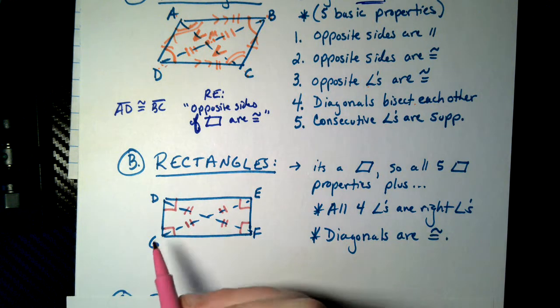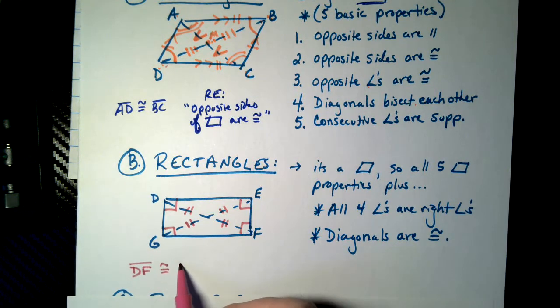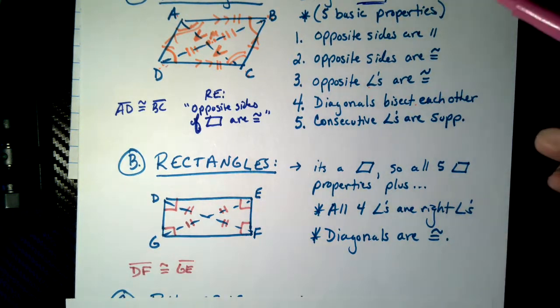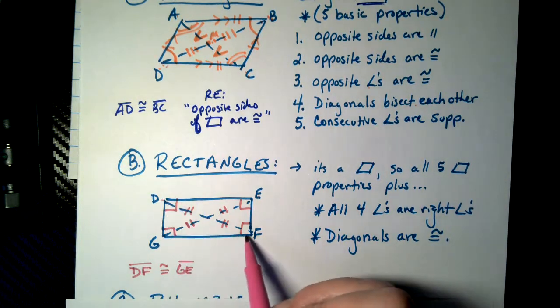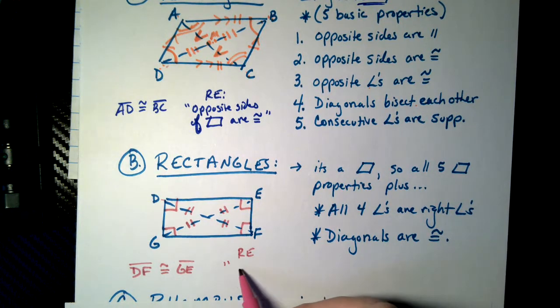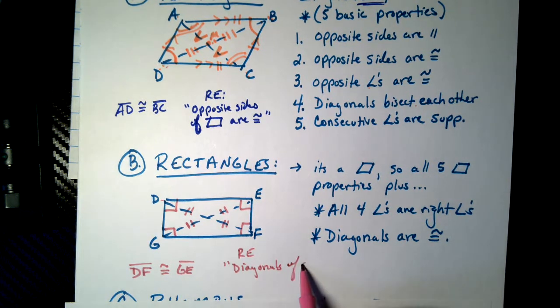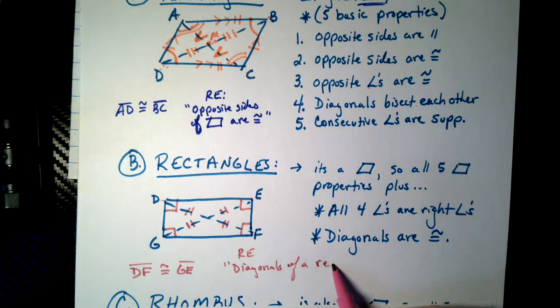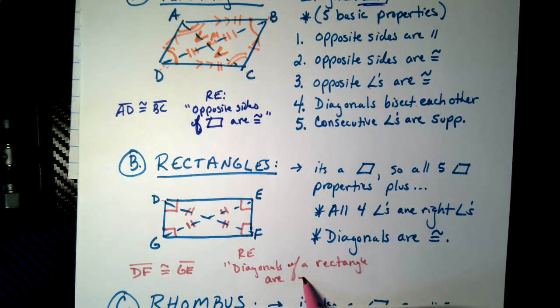How do we do this in like a proof? I can say something like DF is congruent to GE. All right, it has 7 properties. It has these 5 plus these 2. If I say DF is congruent to GE, then my reason would be diagonals of a, and you got to say what shape it is, of a rectangle are congruent. The diagonals of a rectangle are congruent to each other.